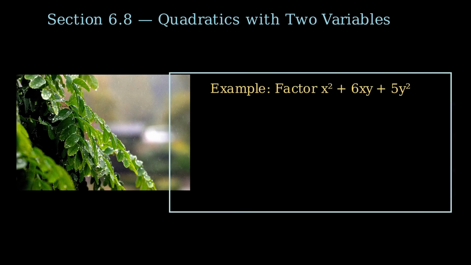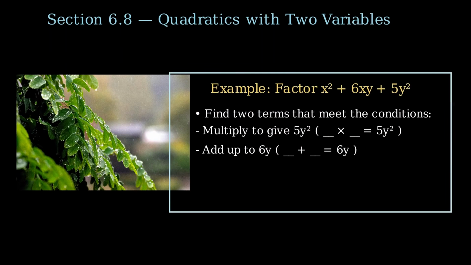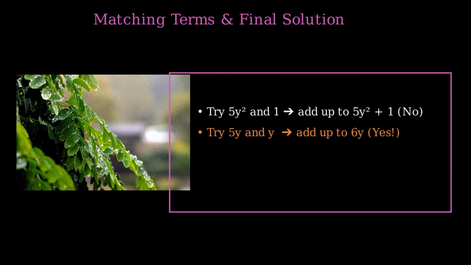Quadratics with two variables can also be factored using the exact same method. Let's factor the following expression, x squared plus 6xy plus 5y squared. To fill the gaps, we need two terms that will multiply together to make 5y squared, and at the same time, add together to make 6y. Let's test the expressions that multiply to 5y squared.